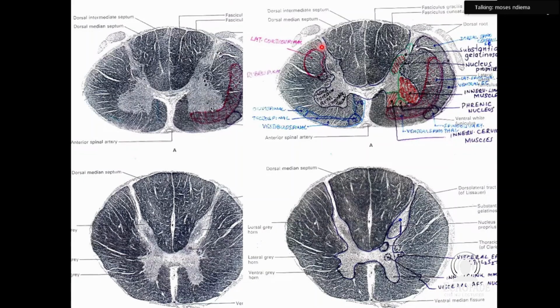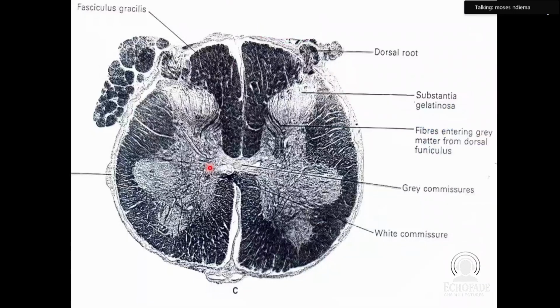Just to show what we've been talking about, if you look at this, you have quite a lot of white matter compared to the gray matter, and a very distinct lateral horn. So here we are in the sacral region. And in this sacral region, part of what you see here are actually part of the spinal nerves that form the cauda equina.